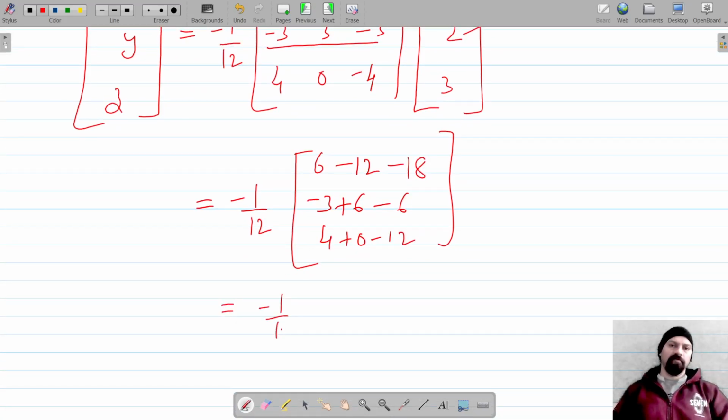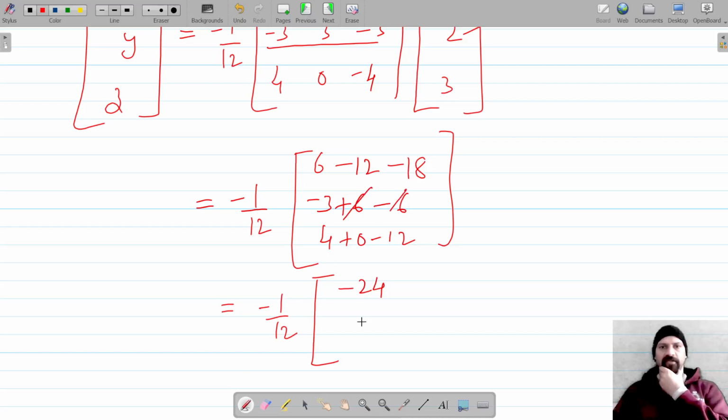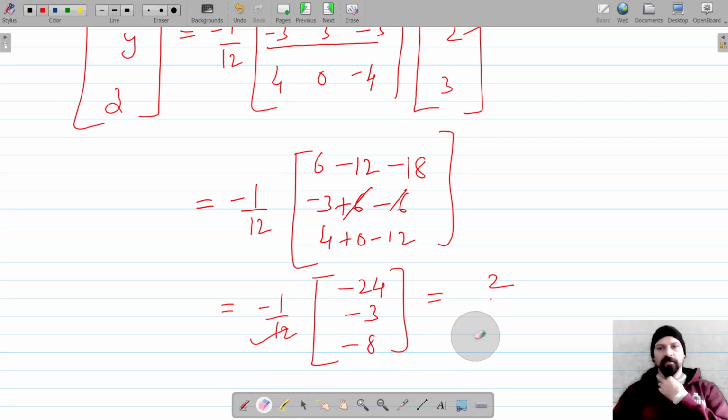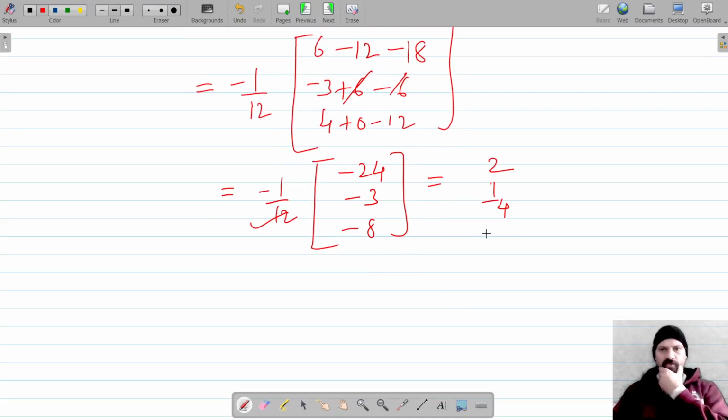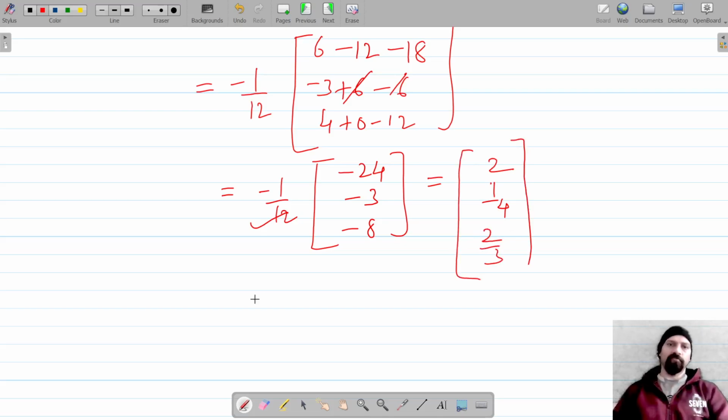This is equal to negative 1 by 12. So 6 minus 12 is negative 6, minus 18 is negative 24. This is negative 3. 4 minus 12 is negative 8. Okay, so let's divide this by 12, negative 1 by 12, which gives me 2. The second element is 1 by 4, and the third element is 2. So these are the values of x, y, and z.